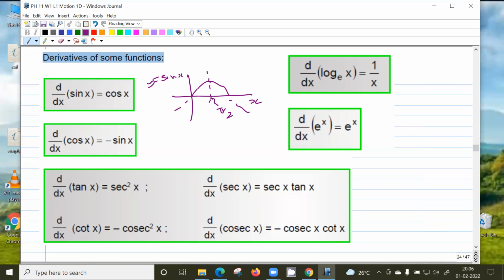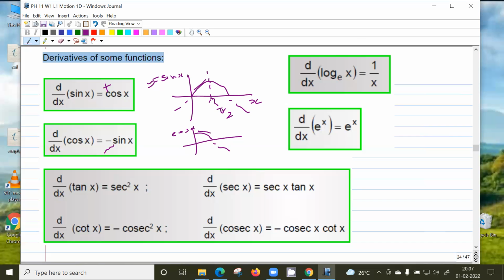Let me concentrate on this first quadrant. Here, the slope, is it positive or negative? Positive. So that's why it's positive here, just for the sake of remembering. So the derivative of sine x, in the first quadrant, the slope is positive. And the cos curve will look like this. In the first quadrant, the slope is negative, right? That's why you have a negative sign here. Just for remembering the sign. So when you say sine x, this graph should come into your mind, and for cos x, this graph. Even if you remember one of them, the other one is opposite to that.